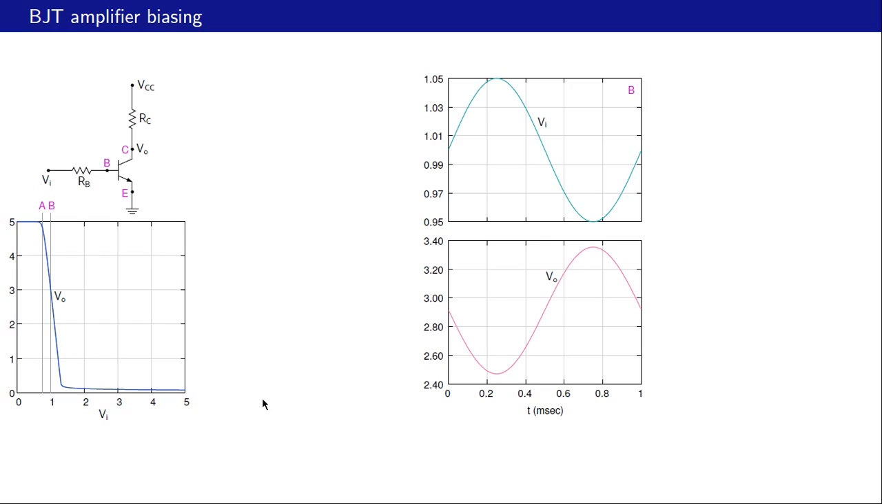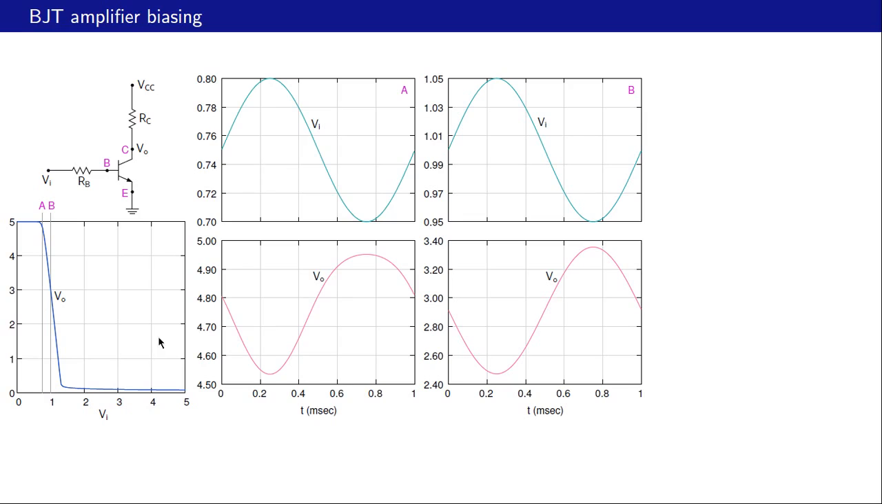Let us now consider another DC or bias value for the input voltage, and that is given by this line A here. And what we are going to do is apply an input voltage which varies about this point and then see what the output voltage looks like. So that is the input voltage now. This DC bias, which is 0.75 volts, corresponds to this line A here.